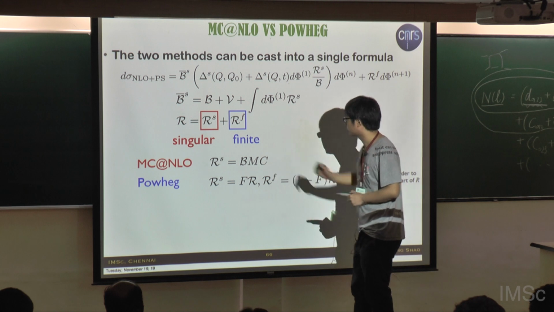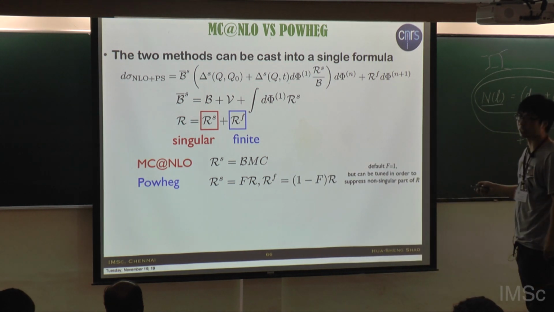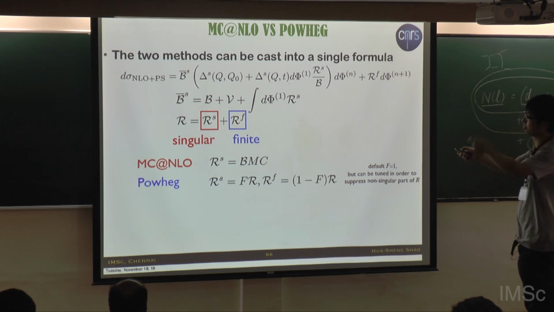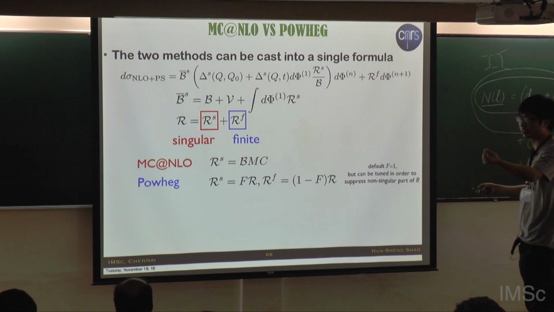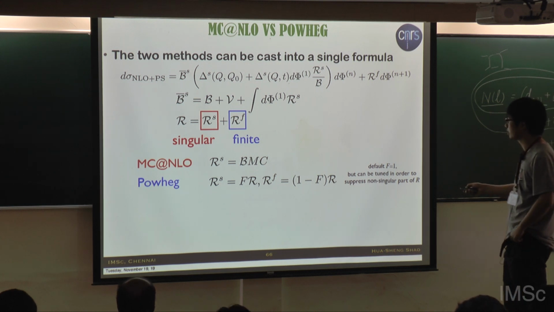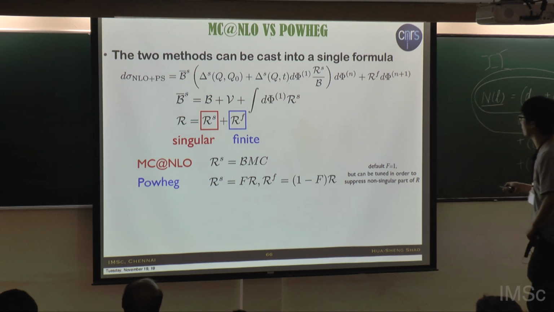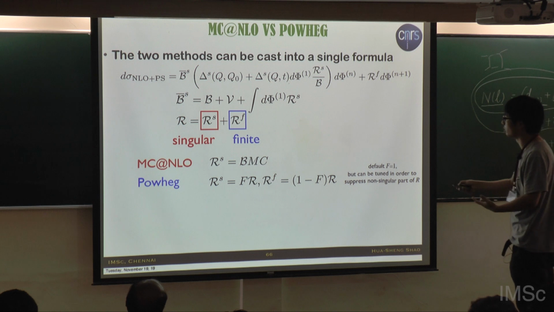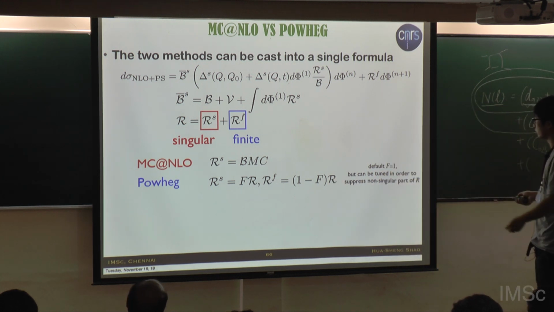In MC@NLO, you can verify that yourself, you will see that RS, the soft singular part, is just set to B times the Monte Carlo counterterm. The pseudocode is the Monte Carlo pseudocode. In the POWHEG formalism, the singular part is F, a damping factor, times the LO matrix element, and the final piece is just 1 minus F times R. By default, you can say that F is just 1, which means all my LO matrix element goes to the singular region. But it can be tuned in order to suppress the non-singular part of the R.